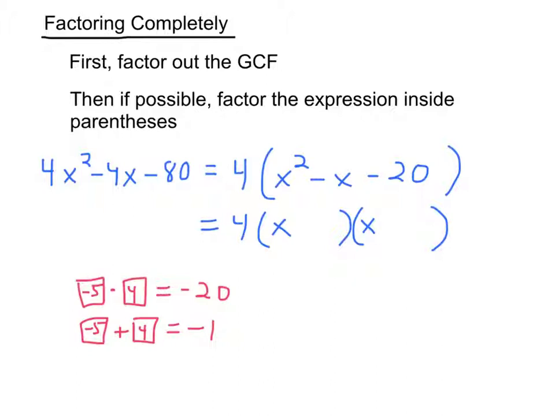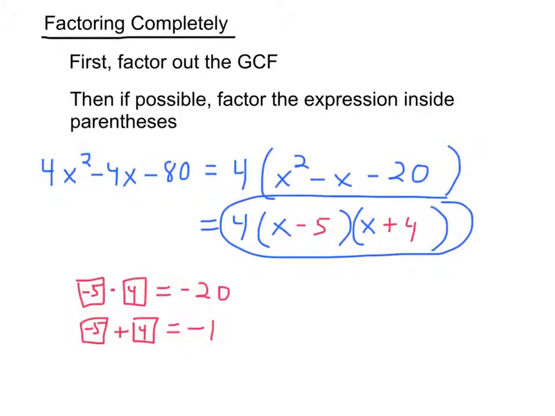So you'll put them in parentheses, a minus 5 and a plus 4. And that would be your final simplified answer. Okay, so that's now in factored form.